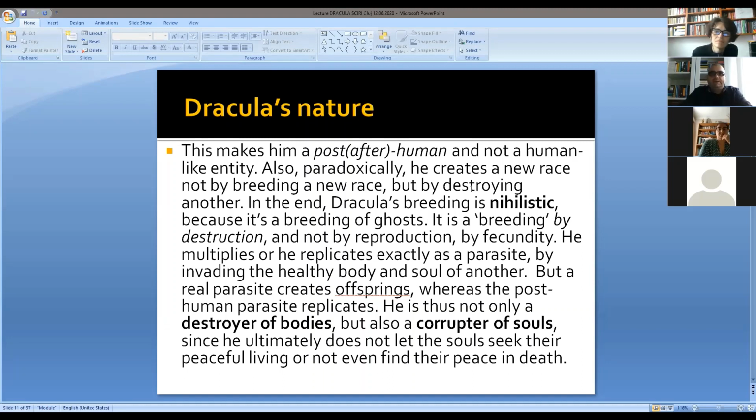He's not giving life, he's taking life, although he is spreading for himself in a way, or founding a family. He multiplies or he replicates exactly as a parasite by invading the healthy body and soul of another real human being. But a real parasite creates offsprings, whereas the post-human parasite, which is Dracula, replicates. He is thus not only a destroyer of bodies, but also a corrupter of souls, since he ultimately does not let the souls seek their peaceful living or not even their peaceful death.